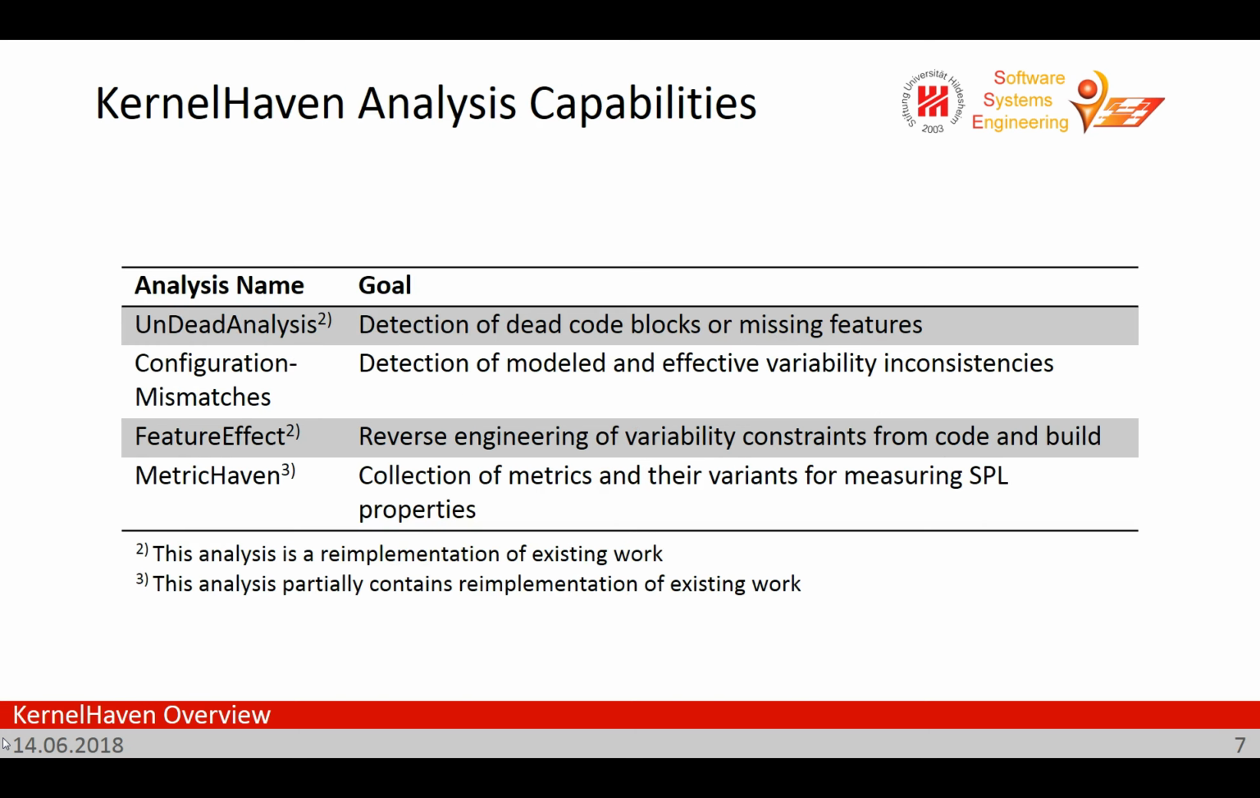The same is for analysis capabilities. There we have, for example, the undead code block analysis, configuration mismatches and feature effects, or even we can produce certain metrics on a product line or for a product line. You can also use them as components or out of the box for KernelHaven right now. We have to say at that point that this is our re-implementation of existing work partially. The same holds for the extraction capabilities. They are not our tools, but we wrap them for reusing them as part of the infrastructure.